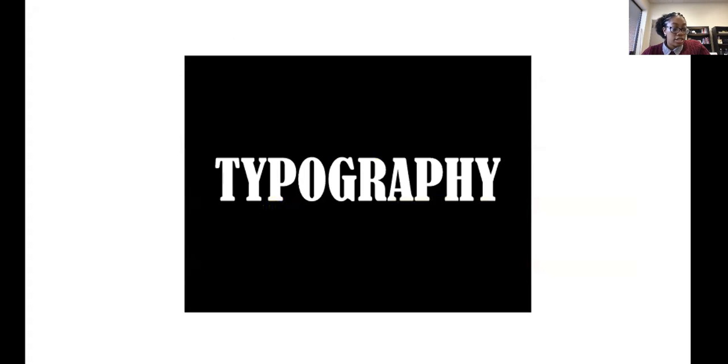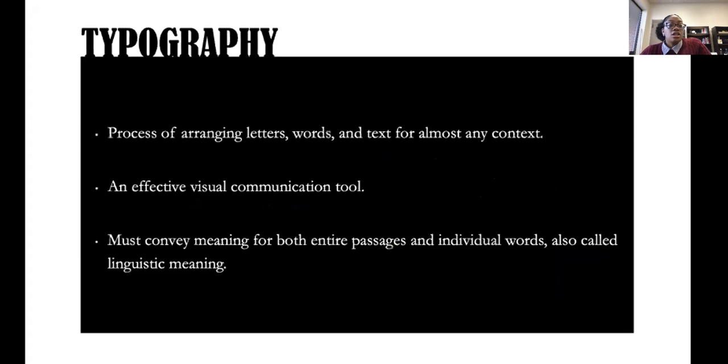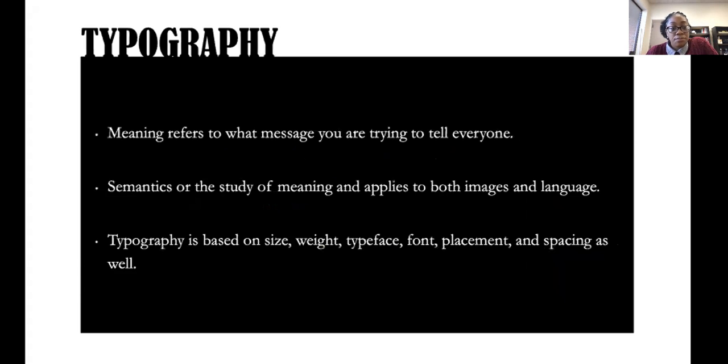Next, we're going to talk about typography. Briefly, it's the arrangement of letters, words, and text for pretty much any content you have. It is an effective tool that you can use, but you're supposed to convey meaning for the entire passage and individual words, which goes into linguistic meaning. This meaning refers to what message you are trying to tell everyone. So this goes into semantics, or the study of meaning, and applies to both images and language. I'm going to show you an example of that too.